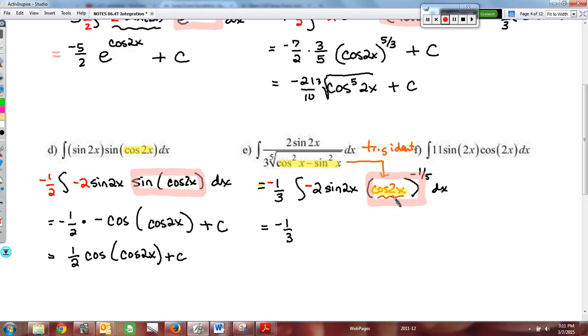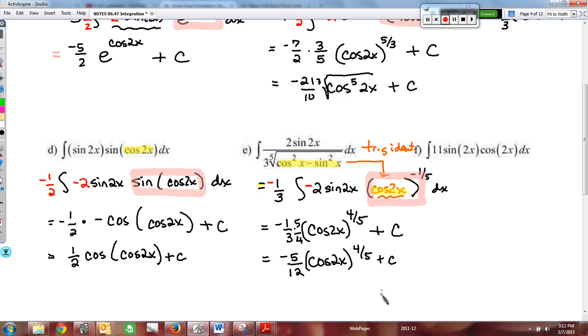The antiderivative of u to the -1/5 would be your u. Add 1 to the power, so you get 4/5. Divide by your power, or multiply by 5/4. So there's our integration constant based on a rule coming back in right there. And then of course plus c. So we would have -5/12 cosine of 2x all raised to the 4/5 plus c.